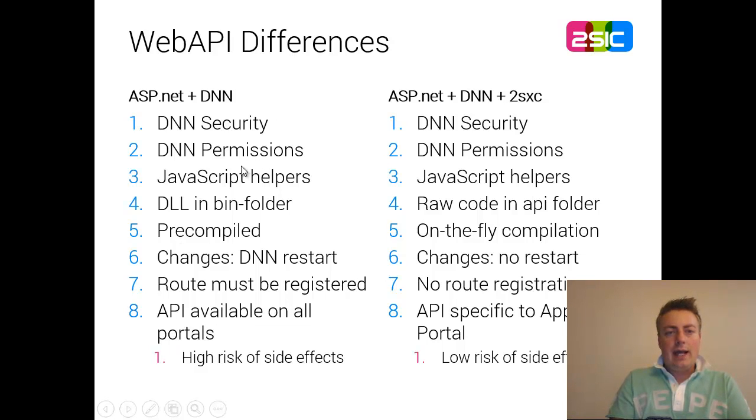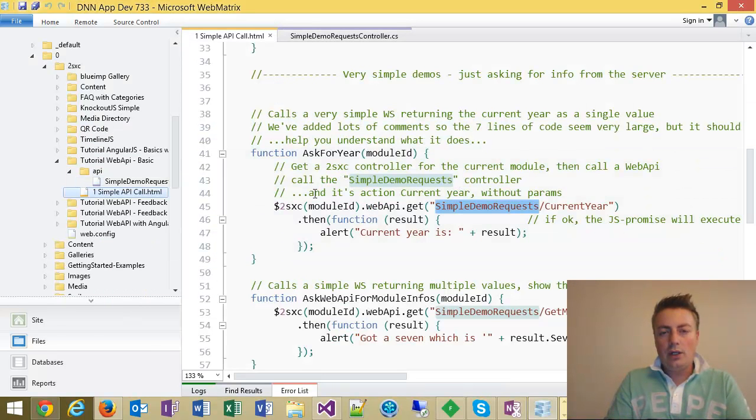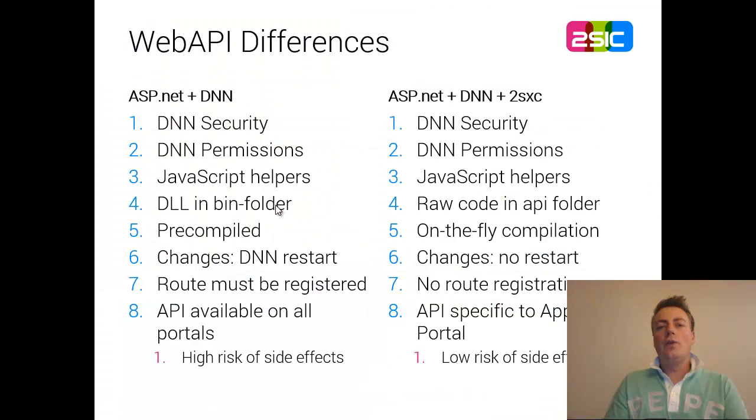What DNN also adds is a JavaScript helper, and this is what you see in the code here. The 2sxc controller here, which does this web API get, just makes it much easier for you to write code than writing raw AJAX code. Then the first big difference is that if you're using ASP.NET the normal way, or if you use DNN, you have to pre-compile your code, which means you have to deploy a DLL, which means every change that you make while you're trying to develop will restart your DNN. That is very, very, very annoying.